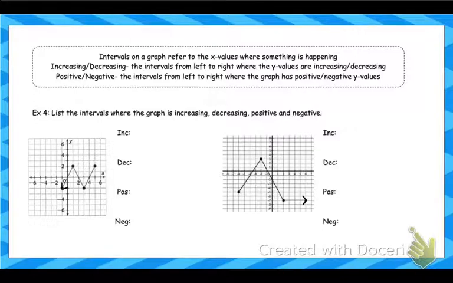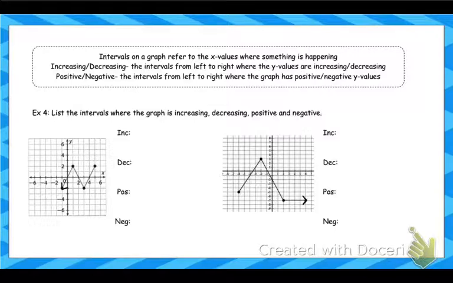So we're going to talk about two different types of intervals: increasing and decreasing intervals, and positive and negative intervals. The reason a lot of people struggle with this is because we're going to write the x values where these things are happening, but to figure out what's happening, we're looking at the y's. But again, when we list an interval, we're listing x values. So let's start with increasing and decreasing.